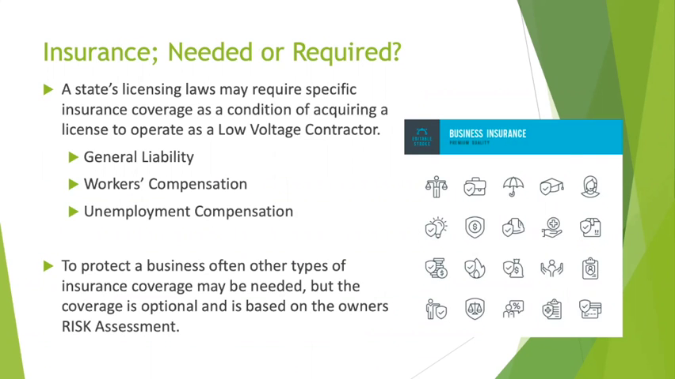The insurance coverage might be specified by your state licensing law, and we would have to have that to do business. The most common one is something like general liability insurance. A lot of times, general liability insurance is required just to get a license to do business as a low voltage contractor. Other states may require workman's compensation insurance, or they may require you to pay unemployment insurance or join an unemployment insurance offering.